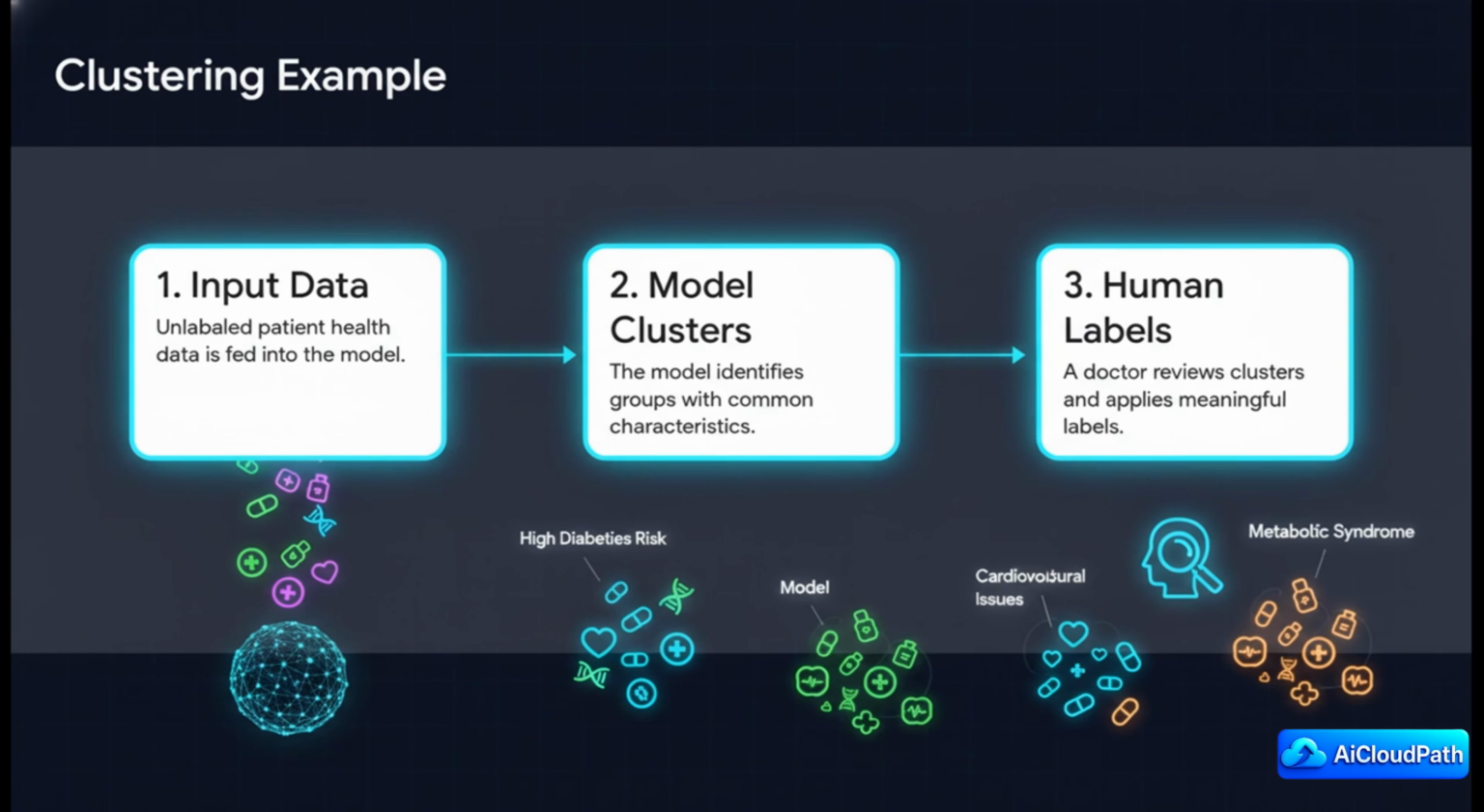Imagine feeding a model tons of unlabeled patient data, biometrics, diet, prescriptions, the whole shebang. The model might crunch through all that and identify, say, 3 distinct groups of patients with similar characteristics. Now, it can't name them, but it can see the patterns. Then, a human expert, like a doctor, can look at those clusters and say, aha, this group has all the markers for a high risk of diabetes. The machine finds the pattern, the human provides the meaning.